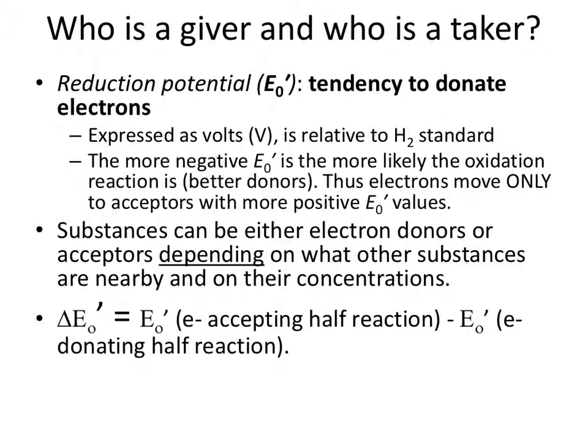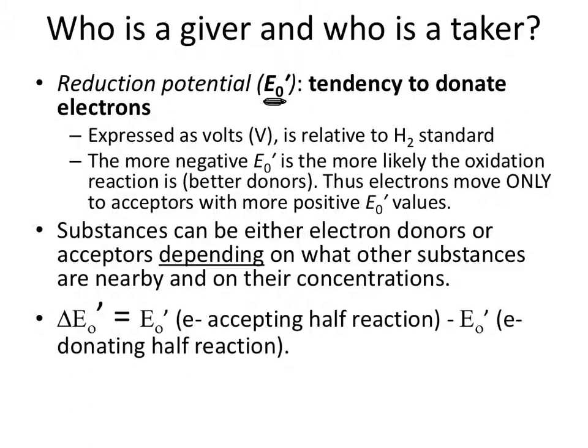So let's introduce a term, and the term here is reduction potential or redox potential, and it's given the symbol E naught. Okay, and that's, again, the naught always tells us at standard conditions. So the E naught, or the redox potential of a molecule, describes its tendency to donate electrons. It's expressed most commonly in volts, okay, and it's a scale that has been developed relative to hydrogen, H2, molecular hydrogen. The more negative the redox potential is, the more likely an oxidation reaction is to happen.